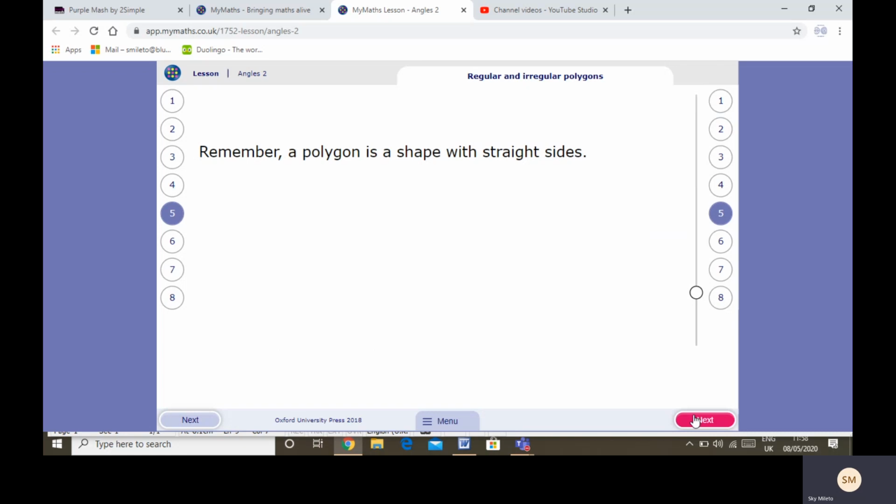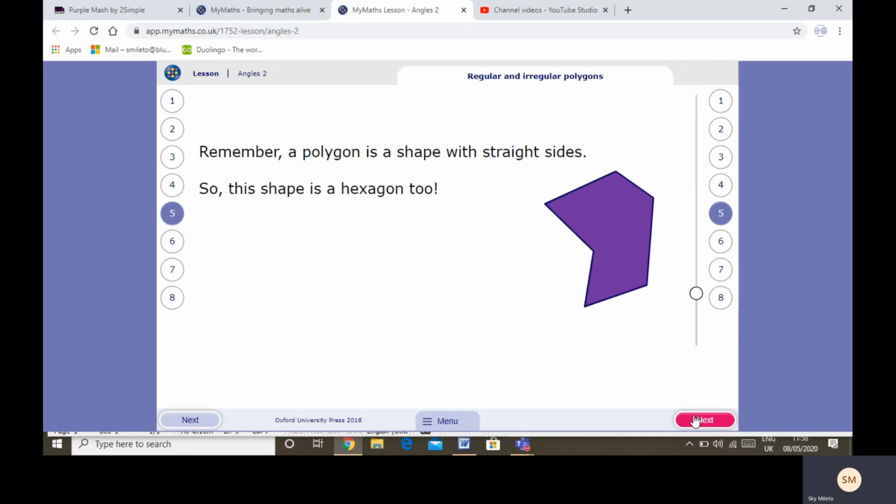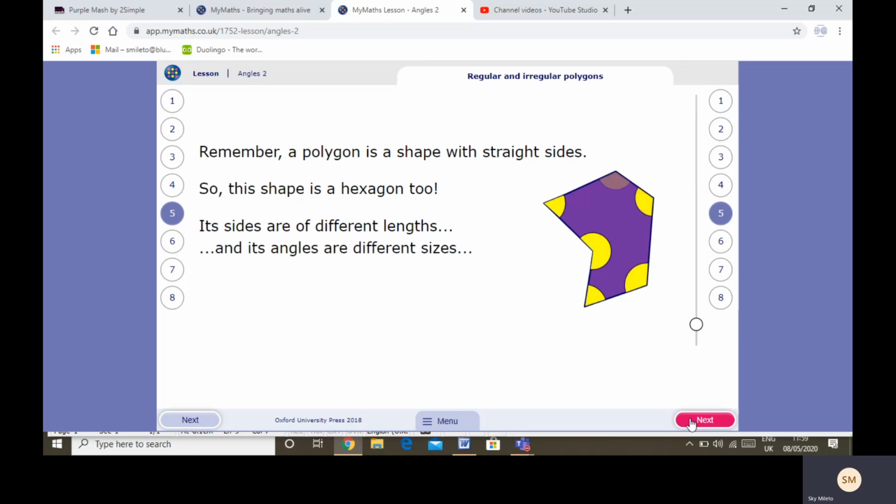So remember, a polygon is only a shape with straight sides. If it has a curved edge, it can't be called a polygon. But this shape has 6 straight sides, so it's still a hexagon. It doesn't look very much like the other hexagon we saw, but it's still a hexagon. It still counts as a hexagon. The sides are different lengths, whereas the other one, all the sides were the same length. This has different length sides. Therefore, the angles must also be different sizes.